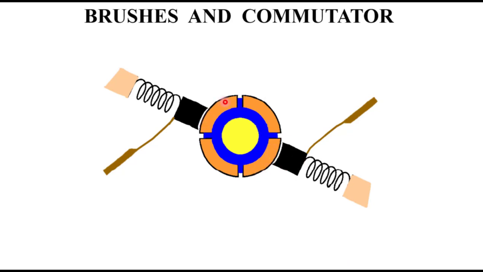Commutators are segments of copper, and one commutator is hooked to one end of a winding, and another commutator is hooked to the other end of the winding.